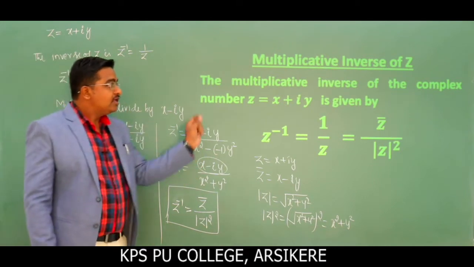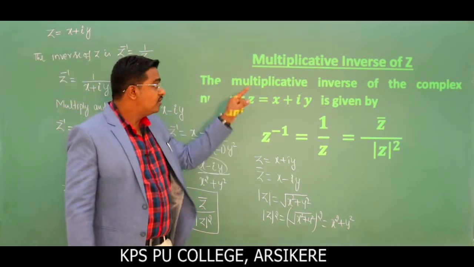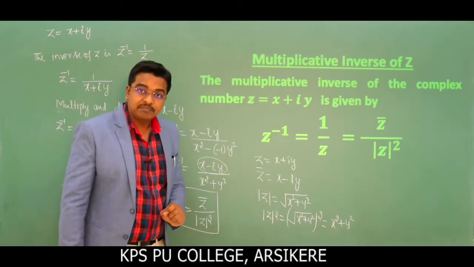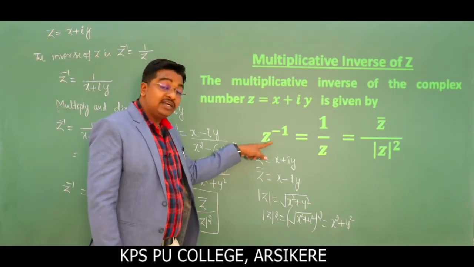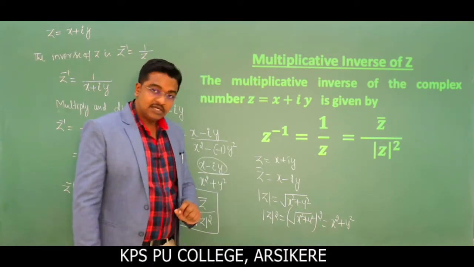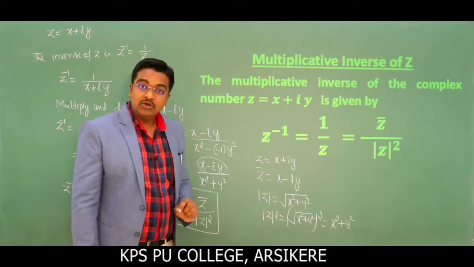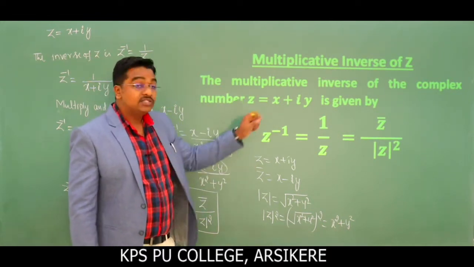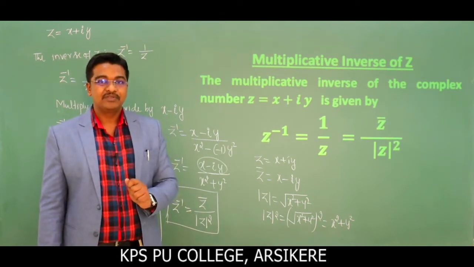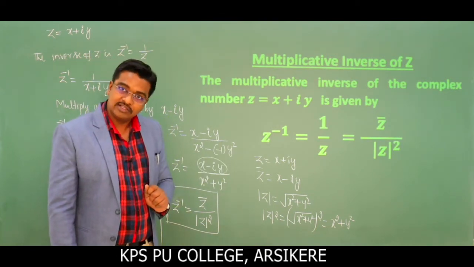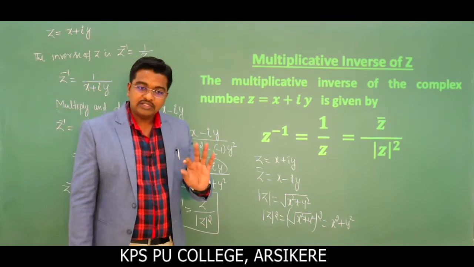So I will repeat again, the multiplicative inverse of the complex number z equal to x plus iy is given by z inverse is equal to 1 by z, and that is z bar divided by mod of z whole square. And remember here z is not equal to 0. Take a pause and note down all the things I have written here.